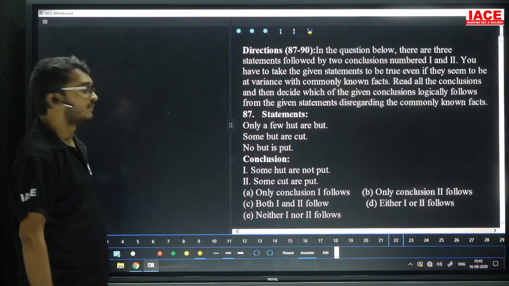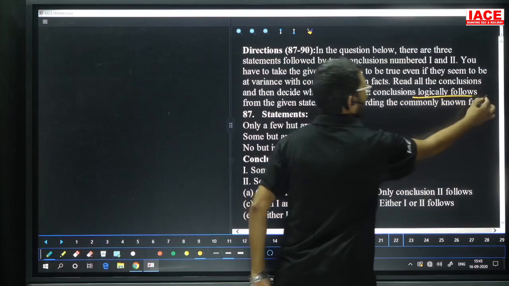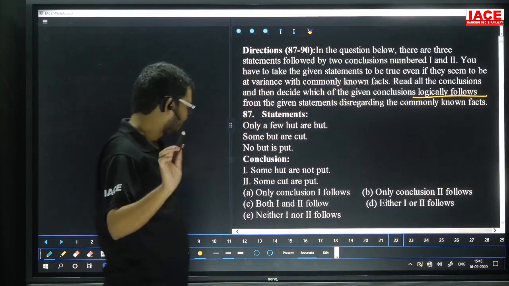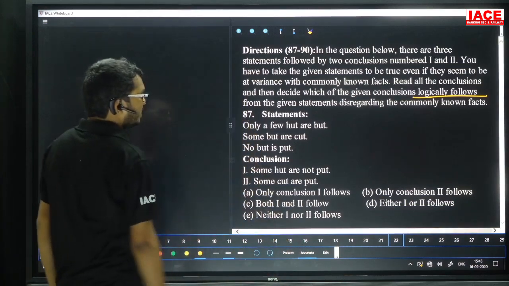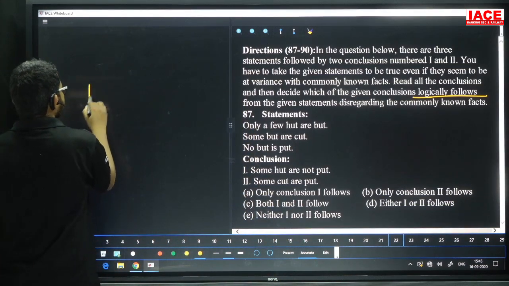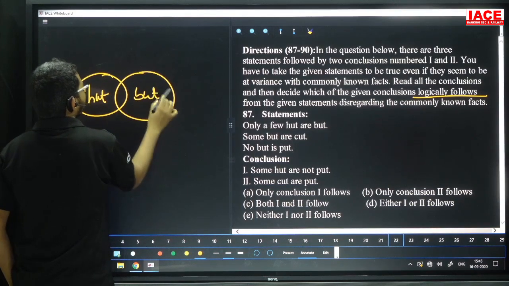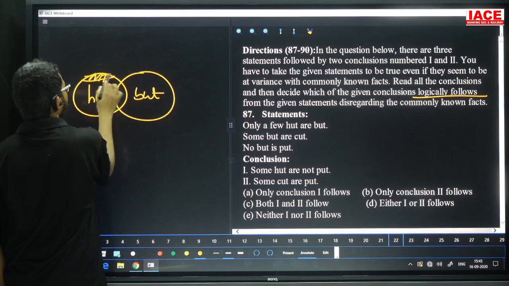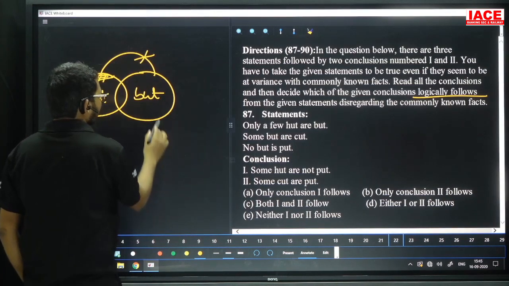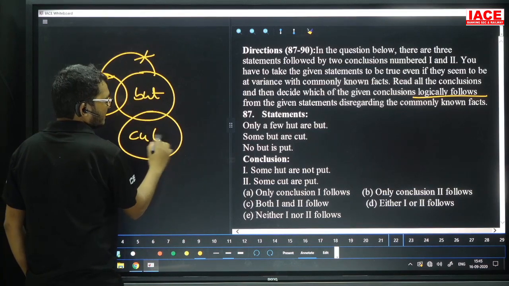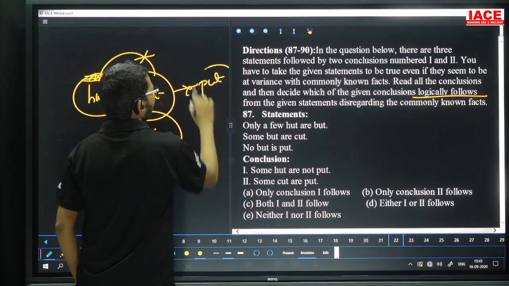Here again the question is from syllogism. Friends, if it is a syllogism, first read the information. Which of the following conclusions logically follow? That means true conclusions. Now take your given statements. Some part of hut is but, and at the same time, some part of hut is not but. Next, some but are cut, some part of but is cut. No but is a put. So these are the given statements.